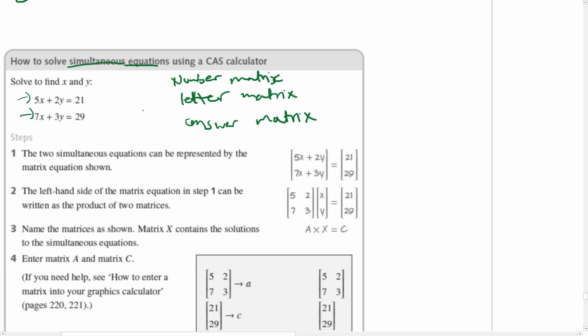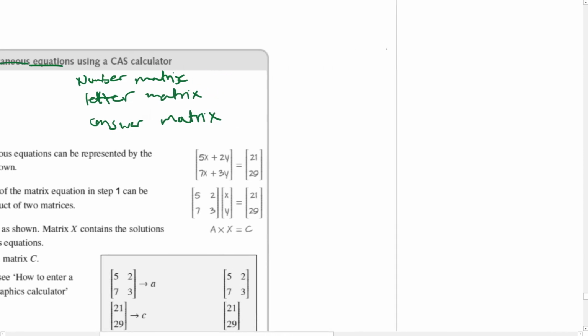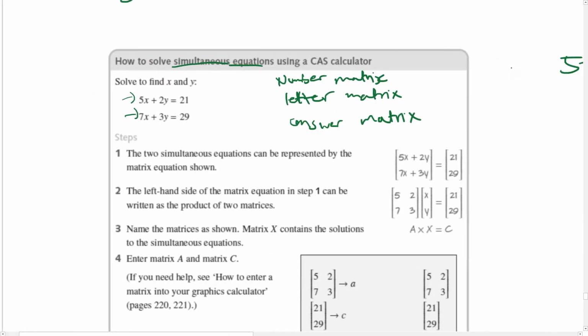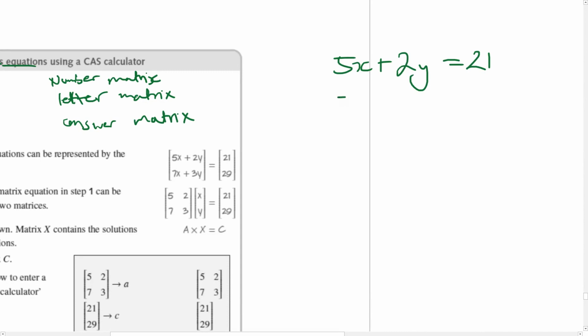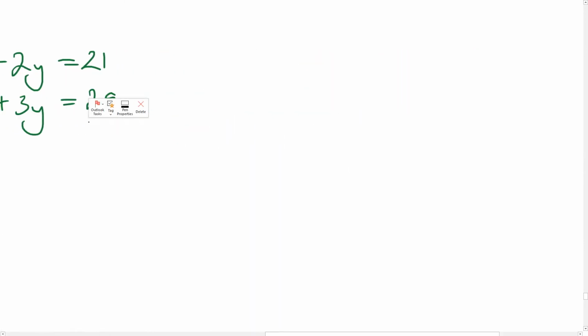So let me rewrite that: 5x plus 2y equals 21. And the other equation was 7x plus 3y equals 29. For this sort of question, it's going to ask you what is x and what is y. So in order to do that, break it up into the number matrix, the letter matrix, and then the answer matrix.